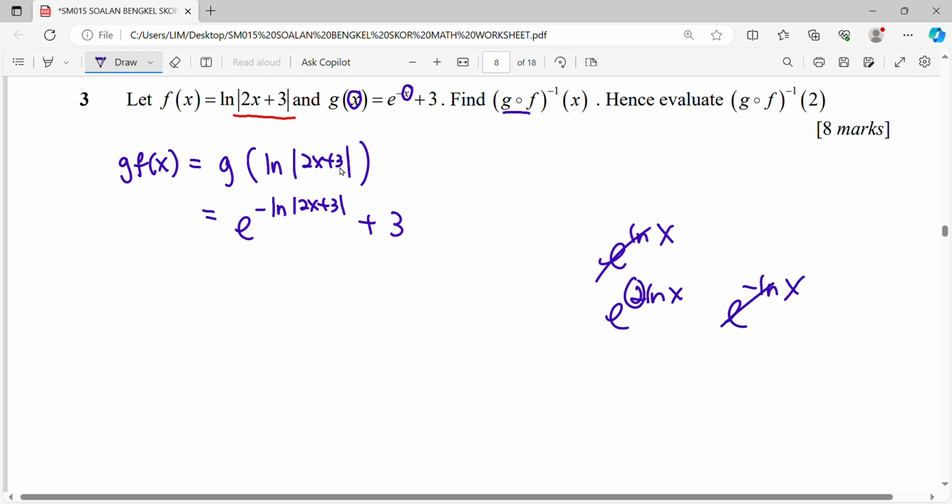What is this? Your coefficient you haven't simplified using the properties of log. When you have a coefficient in front of the log, what should you do? You move it back to the power. So which means that this 2x plus 3 is to the power of negative 1. Then only can you cancel your e and ln. Now it is correct.